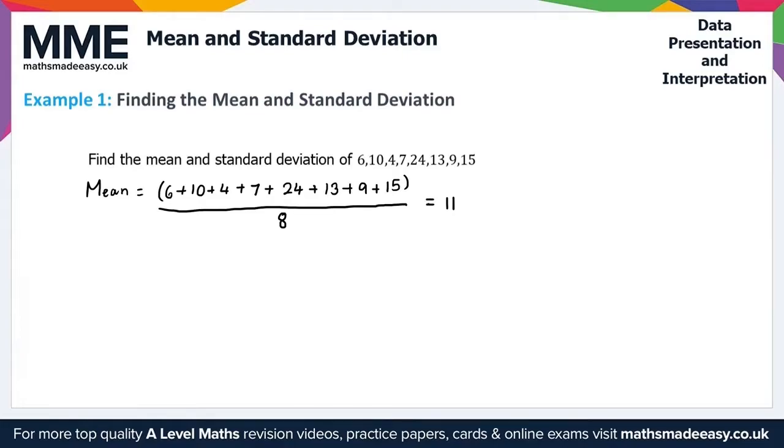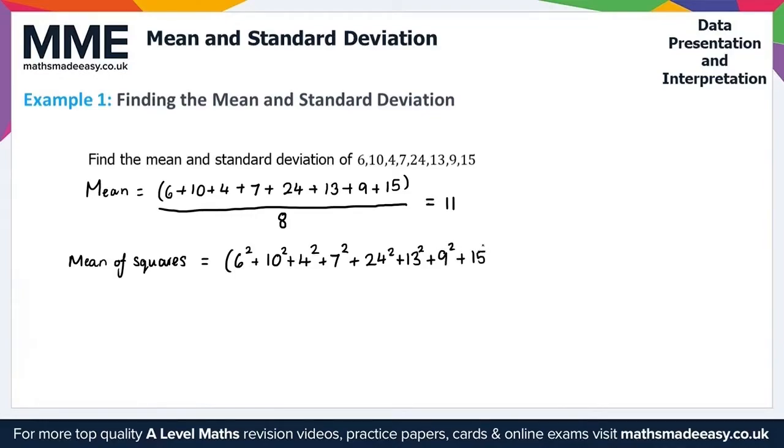What we need to calculate first is the mean of squares. So to calculate the mean of squares here, we need to repeat a very similar process as to what we did here. However, this time we're going to square each value. So the mean of squares here is going to be 6 squared plus 10 squared plus 4 squared, and again we just repeat that for all these numbers here. Okay, so we write all these out in full here. Plus 13 squared plus 9 squared, finally plus 15 squared.